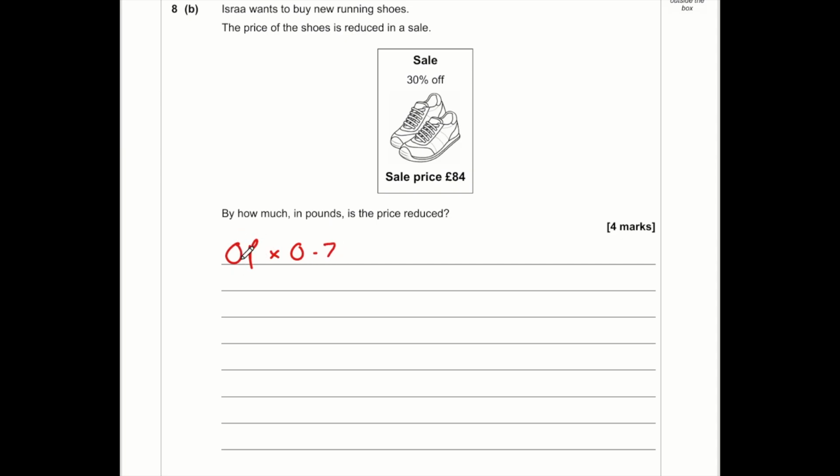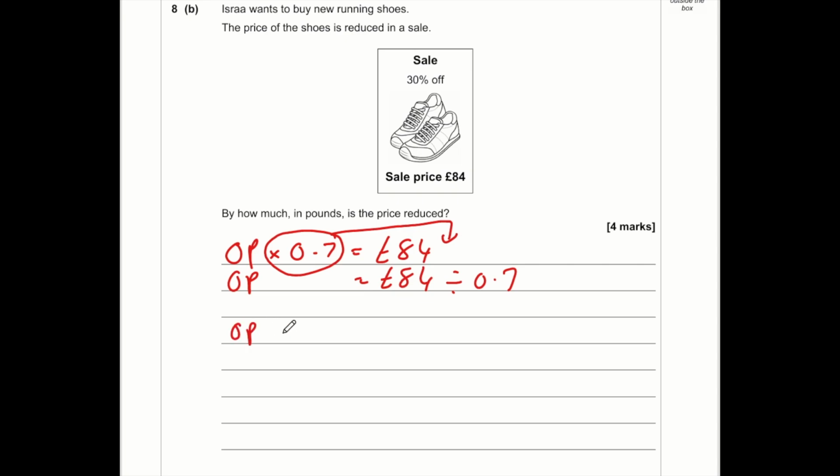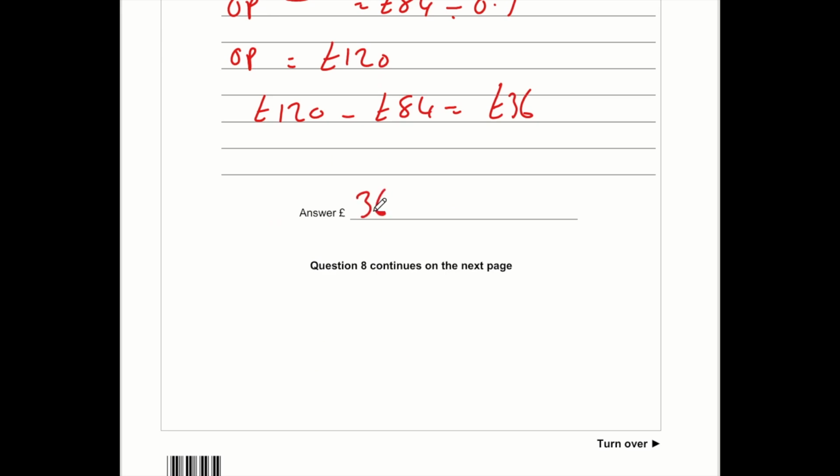So the original price, whatever it was, would have been multiplied by 0.7 to give me this sale price of 84. I'm going to move the multiply by 0.7 over to the other side of the equation, where it becomes divide by 0.7. So the original price, so our OP, was £120. So how much has it reduced by? Well, it's 120 minus the 84, so that is a reduction of £36. Quite a challenging question, that one. So £36.